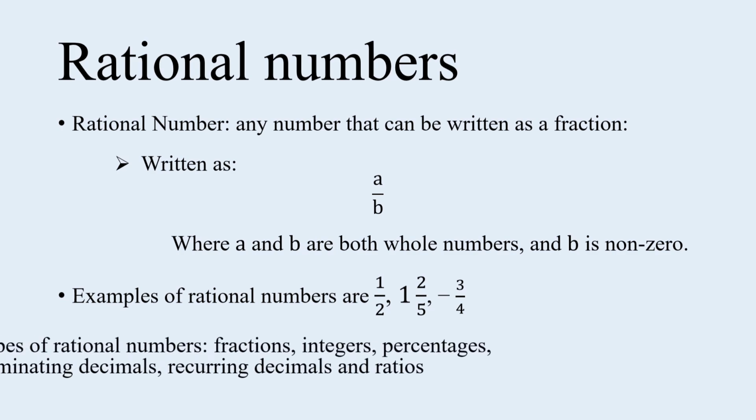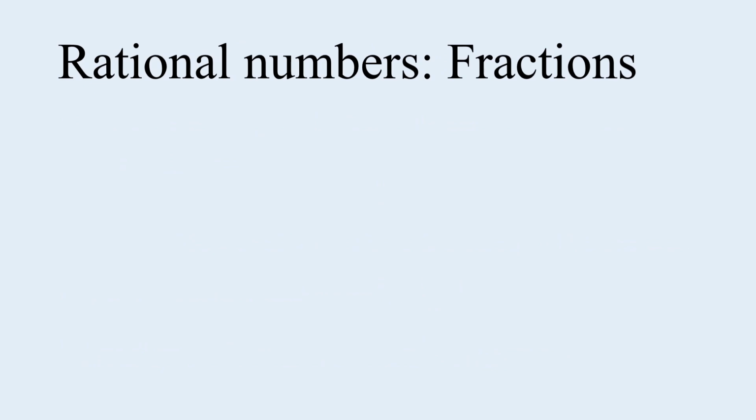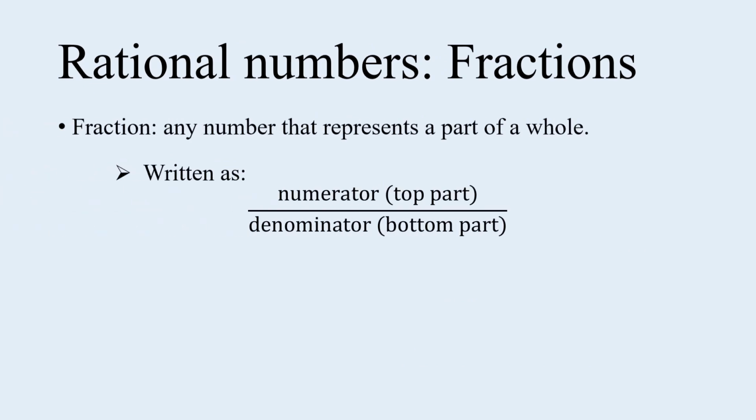Types of rational numbers are fractions, integers, percentages, terminating decimals, recurring decimals, and ratios. So, let's start with fractions. A fraction is just any number that represents a part of a whole. Fractions are written with a numerator over a denominator. In other words, a numerator is the top part of the fraction, and the denominator is the bottom part of the fraction.